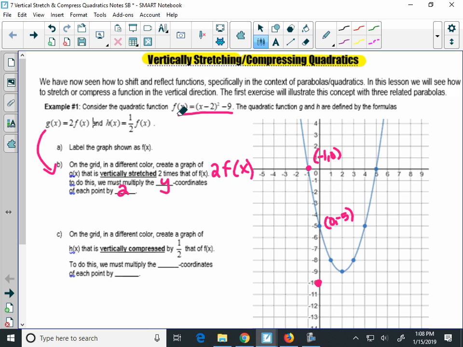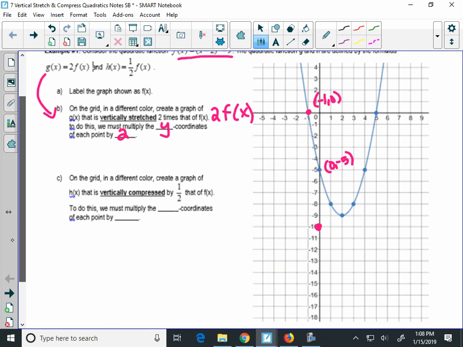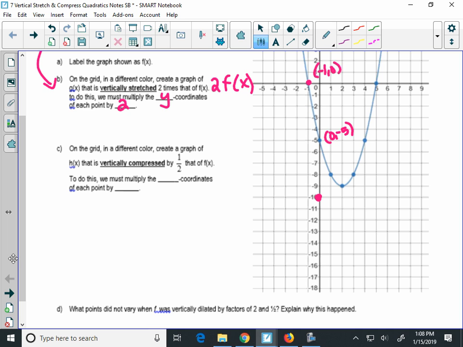Okay. All right, if I look at the next point, I'm at -8. So I'm at (1, -8). If I multiply that y value by 2, where are you at? -16. So this point goes all the way down to -16. The next one at (2, -9) would be stretched to -18. All right, and now we're symmetric. We're going back up, so that's easy to plot the rest of the points.